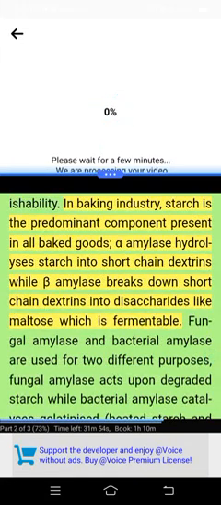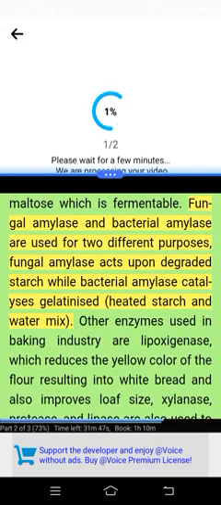Alpha amylase hydrolyzes starch into short chain dextrins, while beta amylase breaks down short chain dextrins into disaccharides like maltose, which is fermentable. Fungal amylase and bacterial amylase are used for two different purposes. Fungal amylase acts upon degraded starch, while bacterial amylase catalyzes the gelatinized, heated starch and water mix.